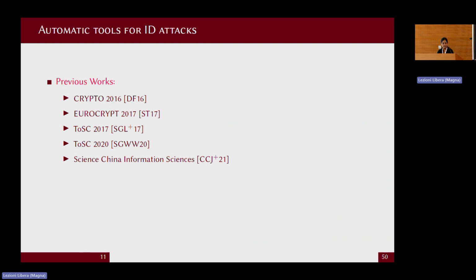So let us come to the previous works related to this. These are some previous works on automated tools for ID attacks, and most of these tools mainly focused on formulating automated tools for ID distinguishers, and sometimes they need to fix the input and output differences. For this reason, such solvers cannot be used to construct a unified model to find the whole ID key recovery attack. And sometimes fixing the input and output differences can lead to checking all possible cases.